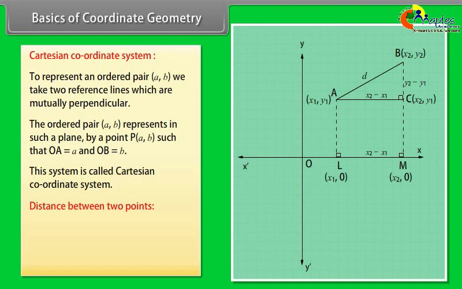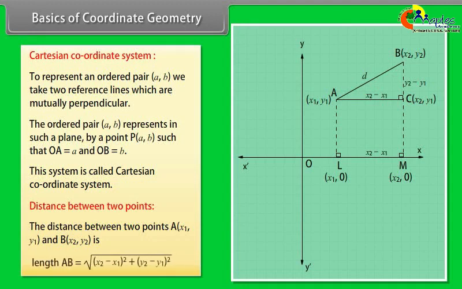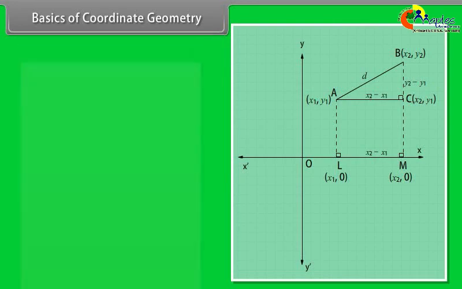Distance between 2 points. The distance between 2 points A(x1, y1) and B(x2, y2) is length AB is equal to the square root of (x2 minus x1) squared plus (y2 minus y1) squared.